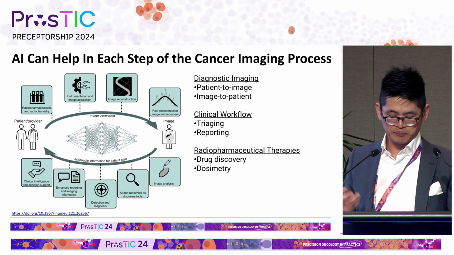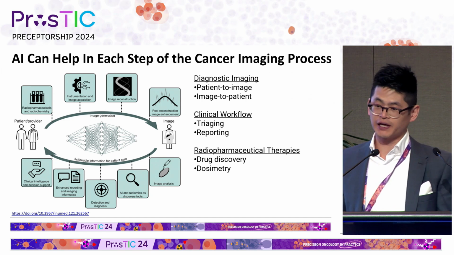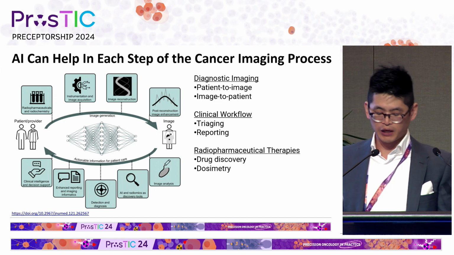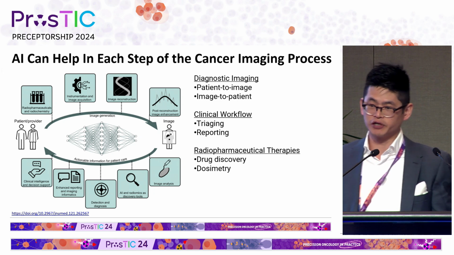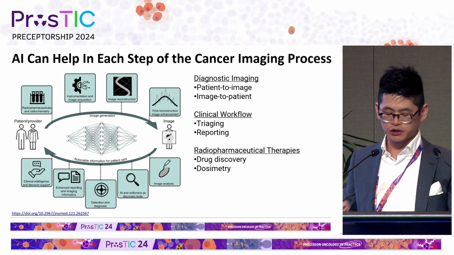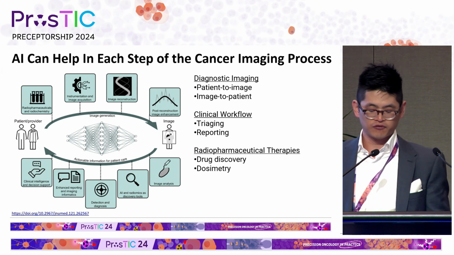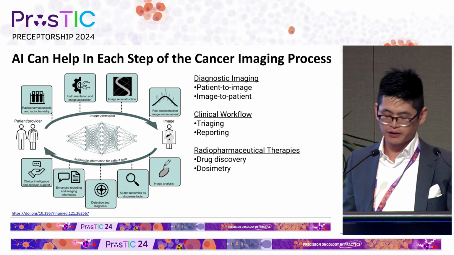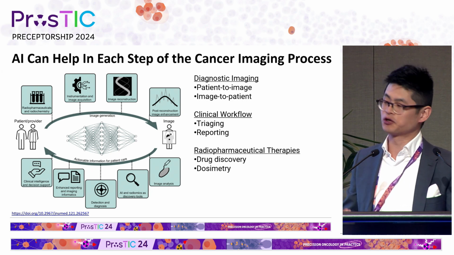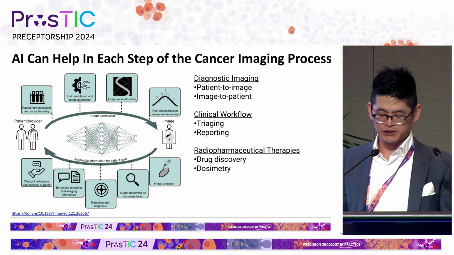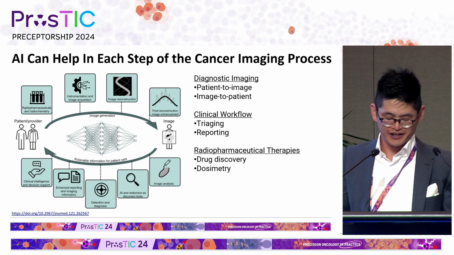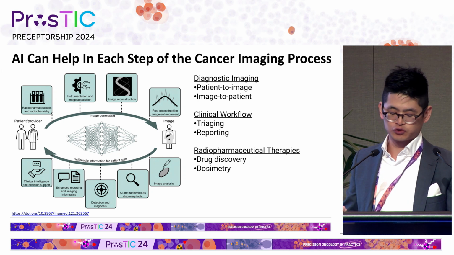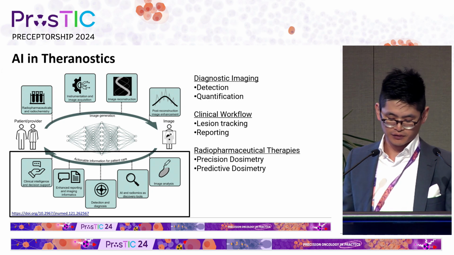So AI can help in each step of the cancer imaging process, and we can break it down into its parts. So from the patient to the image, or image generation, that involves acquiring, reconstructing, and image enhancement. From the image to the patient, that's about deriving actionable information that can impact patient care. Clinical workflow is how the system runs efficiently or otherwise. And finally, unique to radiopharmaceutical therapies is the aspects of drug discovery and dosimetry.